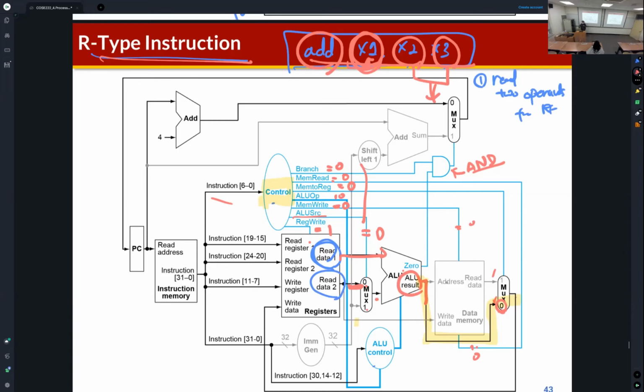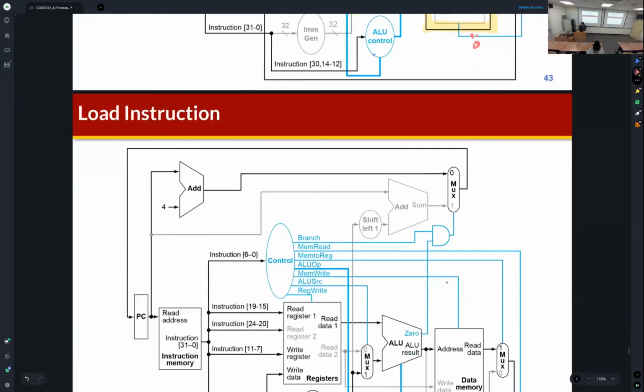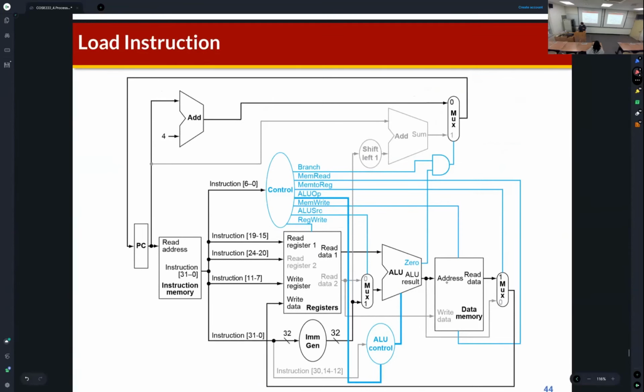Okay, it's simple, right? Then how about the load instruction? So what is the example of load instruction? So it's the load x1, x2, and immediate. Okay.